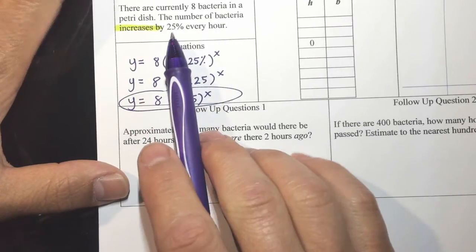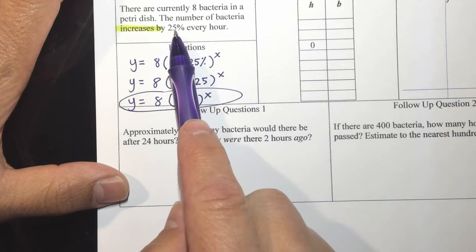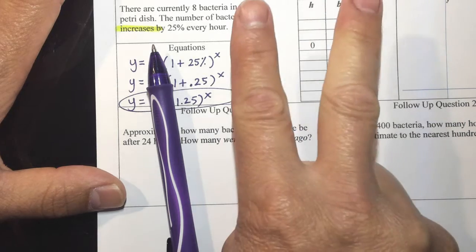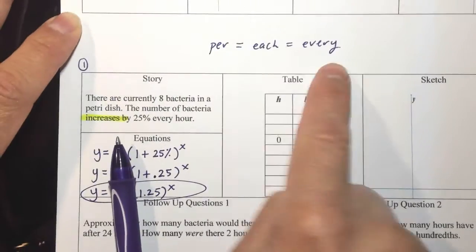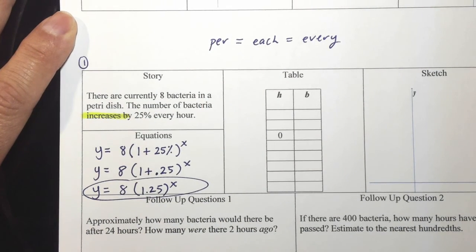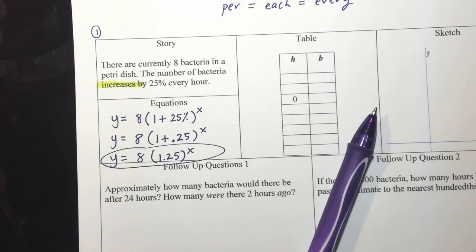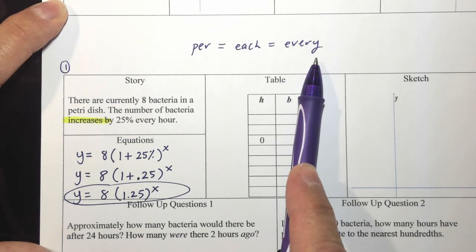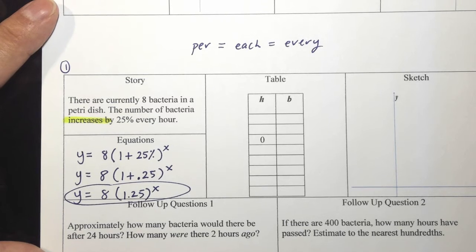So in this situation, the way that you know it is exponential is you have 25% every hour. So when you get two of these words together, it's exponential. If we just said 25 every hour, that would make it linear. But the fact that there's two of these words together makes it exponential. So, very subtle difference. Yeah.